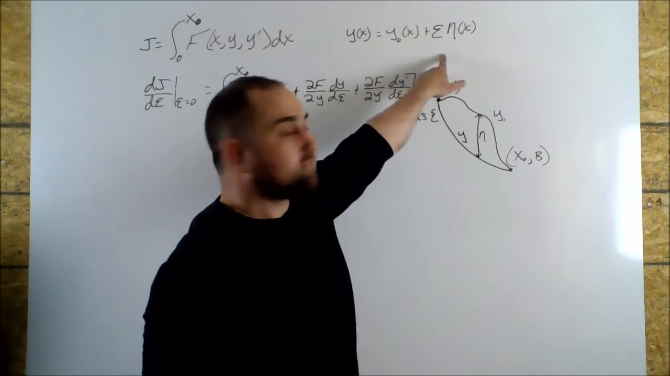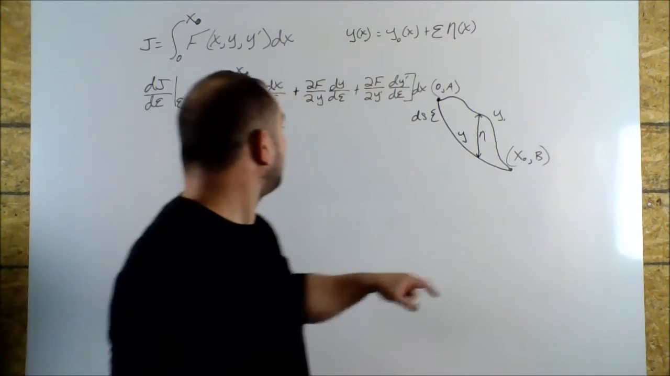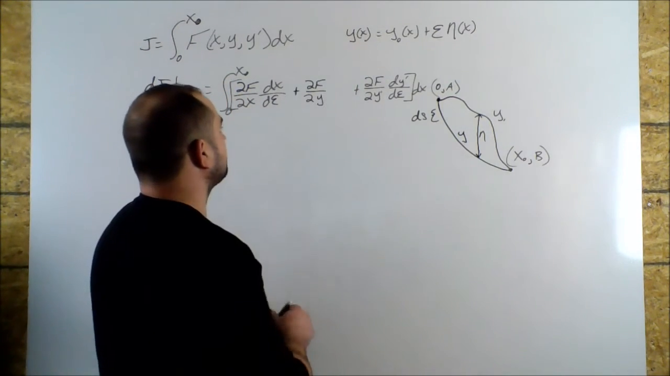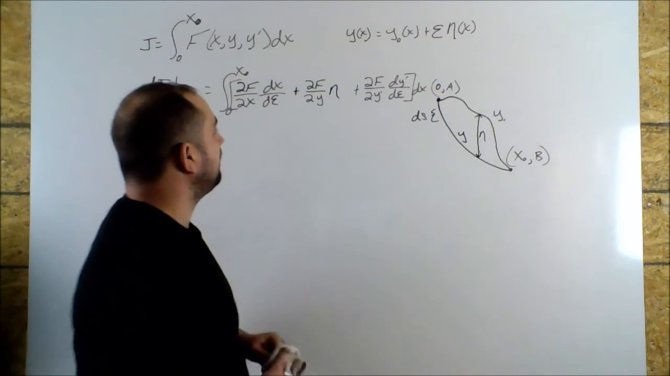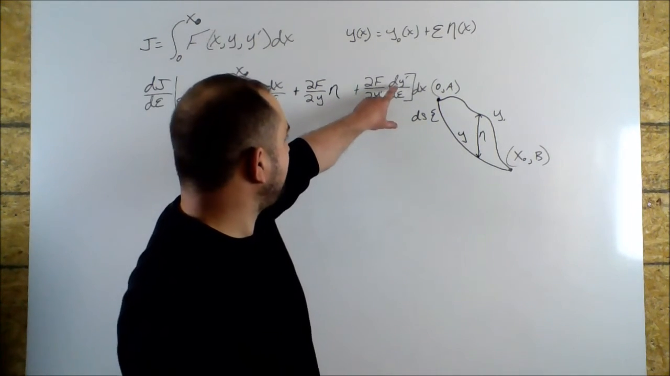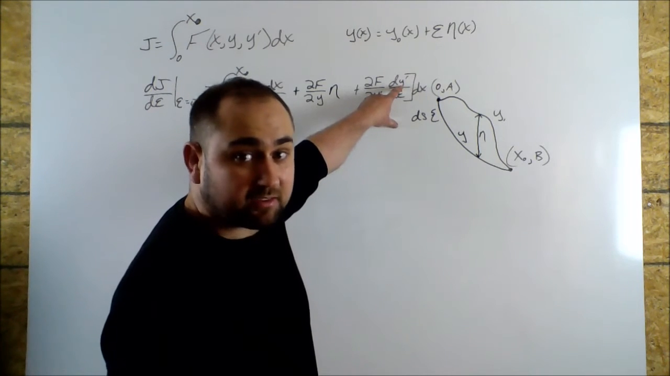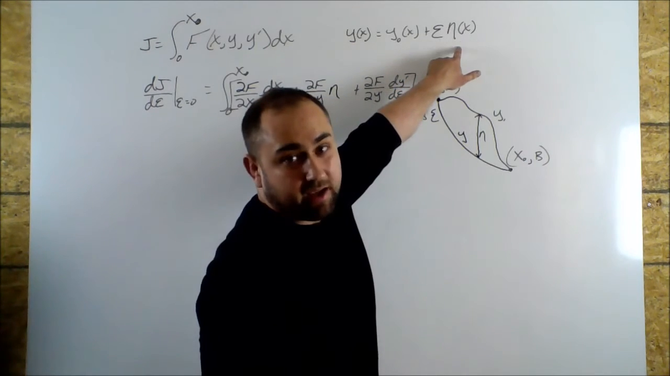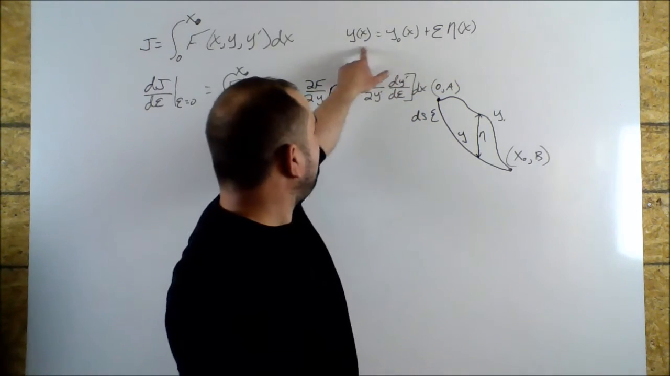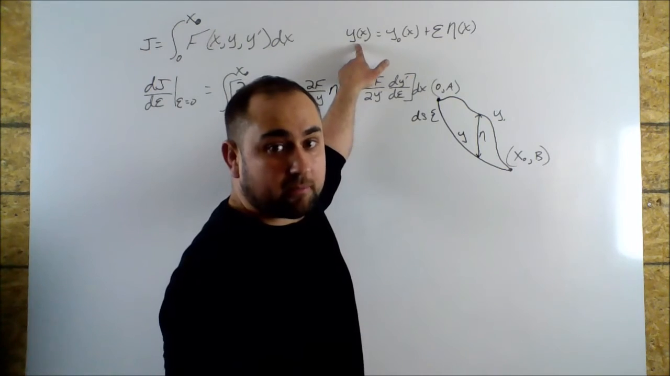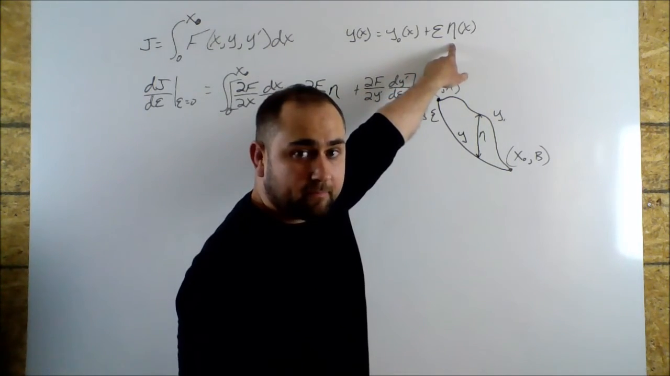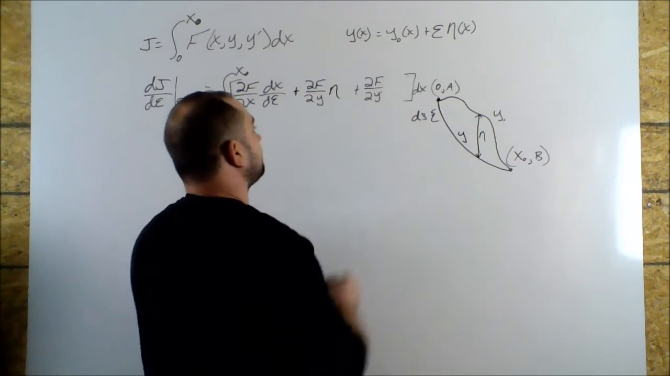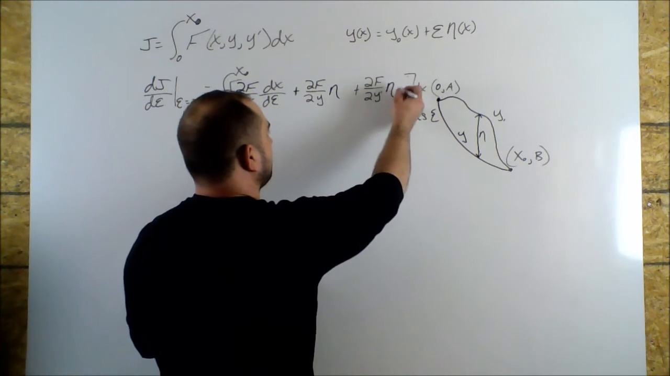Now, if I look at what y is, if I differentiate y with respect to epsilon, all I get is eta. So the derivative of y with respect to epsilon is simply eta. Likewise, if I differentiate y with respect to x, I get y prime is equal to y naught prime plus epsilon eta prime. Then if I differentiate this with respect to epsilon, I simply get eta prime. So this term is simply eta prime.